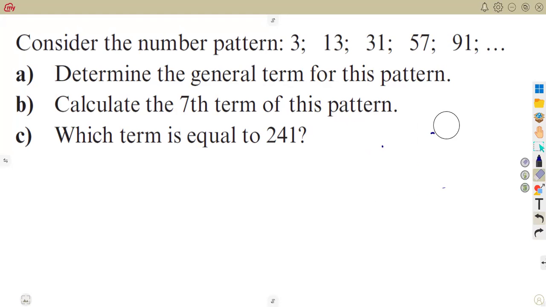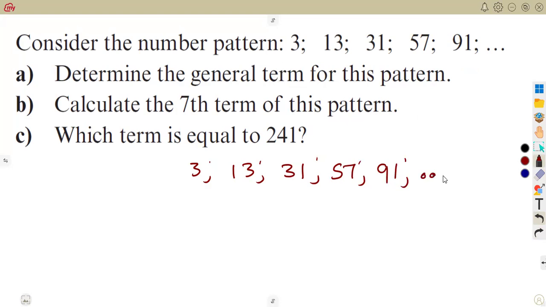As we are given our terms, we can see from our question, guys, that we are asked to consider this number pattern, which is 3, 13, 31, 57, 91, and so on. These are the terms that you're given. Like I was saying from our previous classes, these are simply terms: this is T1, this is T2, this is T3, this is T4, this is T5, and so on. I'm going to use this example to explain what a quadratic sequence looks like and how you are going to approach that type of question.